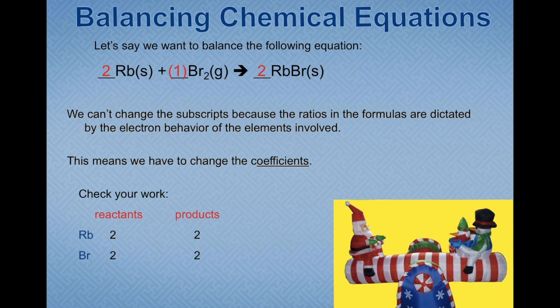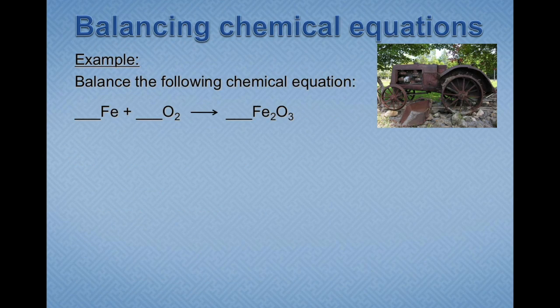If we look at rubidium, there's 2 in the reactants in solid rubidium, and there's 2 in the products in rubidium bromide. And if we look at bromine, again, there's 2 in the reactants in 1 Br2 molecule, and there's 2 again in the products in rubidium bromide. So this is a balanced chemical equation. And that's essentially what stoichiometry means. It's a ratio of atoms and molecules in a balanced chemical equation. So we can say that the stoichiometry of this equation is 2 rubidiums plus 1 bromine molecule react to form 2 rubidium bromide.